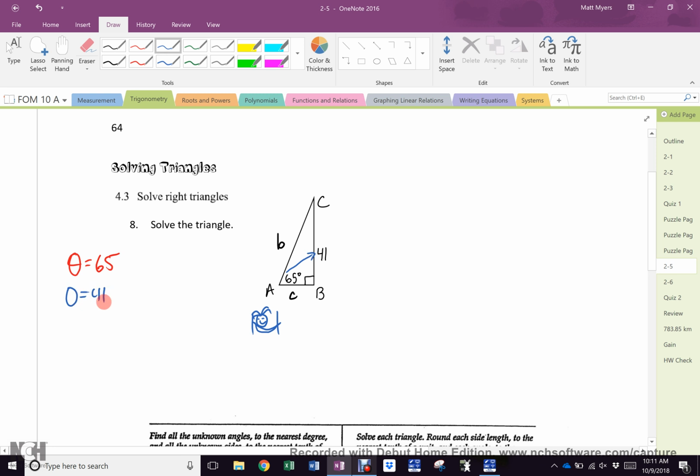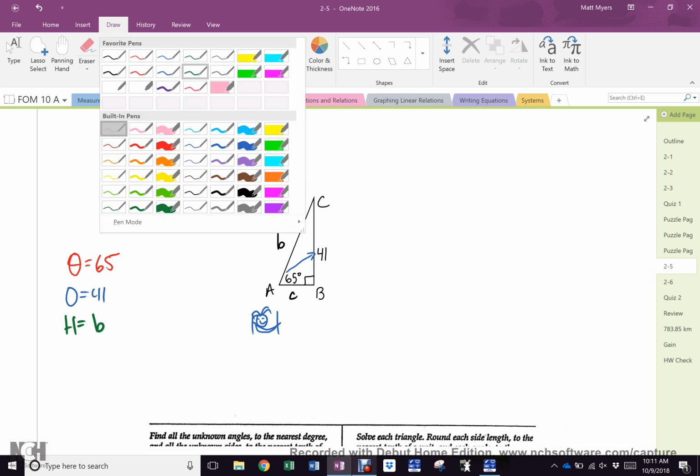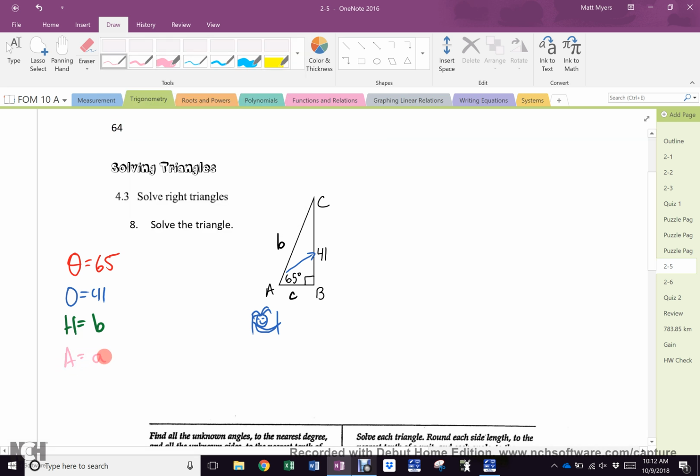Now, once I have set that up, what does that make 41? Opposite is 41. Do I know anything else? No. So now I need to start solving. The hypotenuse is little b. Right? The adjacent is little a. Little c. Yeah? Okay. And big C is another angle. Oops. Yeah, big C can just be right that. C is degrees.